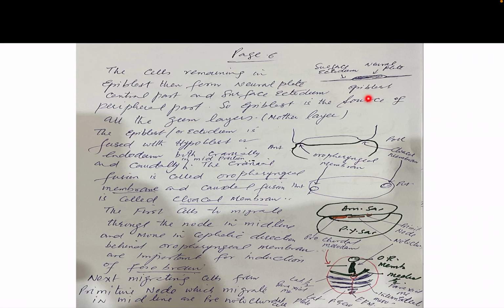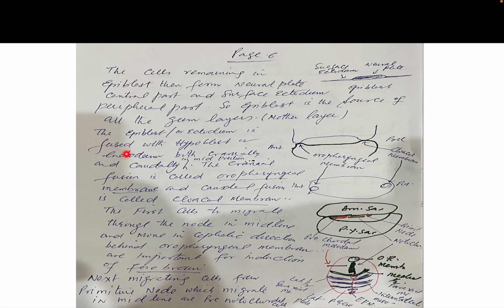This will change into the neural tube, will dip down, and this layer will repair itself, this gap, and the name given is surface ectoderm, which will later on change into epidermis. The cells remaining in the epiblast thus form the neural plate, the central part, and number 2, the peripheral part, the surface ectoderm. Peripheral part is the surface ectoderm, central part is the neural tube. So epiblast is the source of all the germ layers. That is the mother layer.